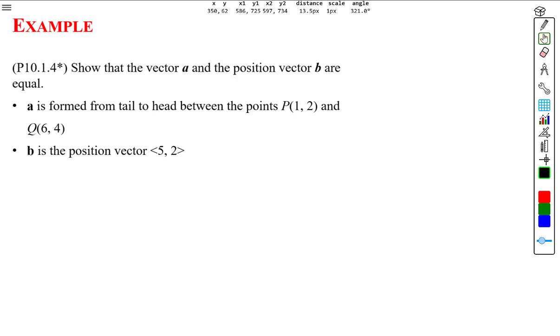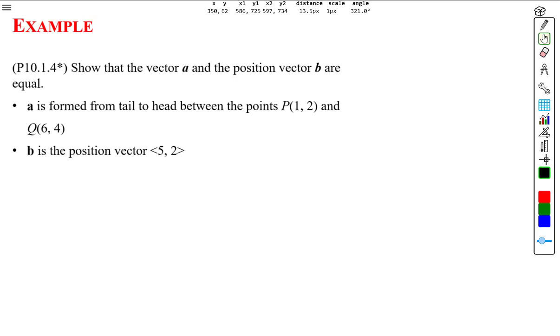Show that the vector A and the position vector B are equal. Vector A is formed from tail to head between the points P at coordinate 1, 2 and Q at coordinate 6, 4. Vector B is the position vector 5, 2.